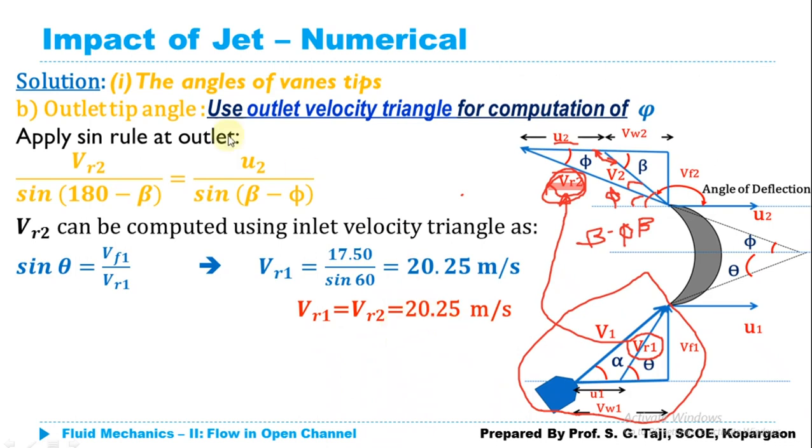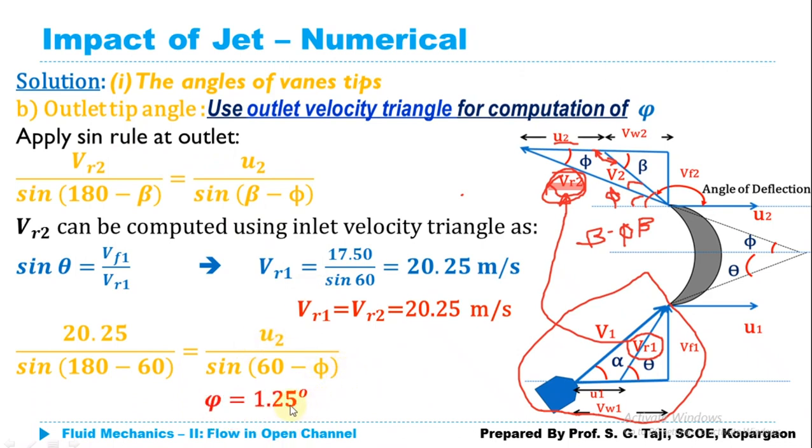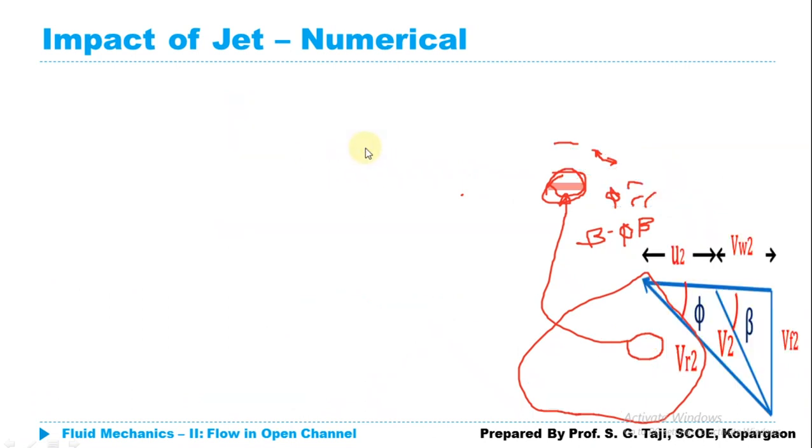By putting this VR2 value in this equation, with u2 equal to 20 and beta equal to 60, I can compute the value of phi, which is coming out as 1.25 degrees. So this is our required answer for the vane angle at the outlet. Now I can move to the next calculation.